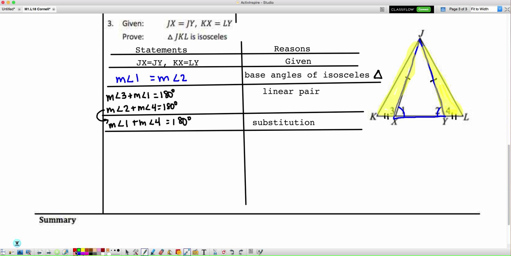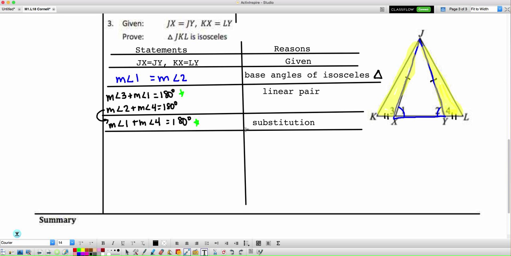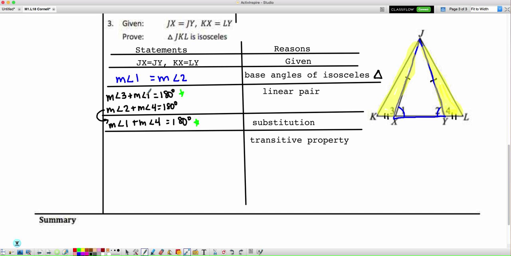I know I'm going kind of quick here, but I know that you're probably tired too. So this equation equals 180 and this one equals 180. So I'm going to use those and the transitive property to set them equal to each other. So now my equation is going to say that angle 1 plus angle 3 equals angle 1 plus angle 4.